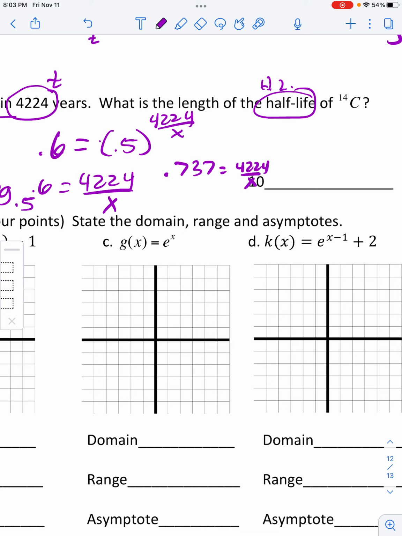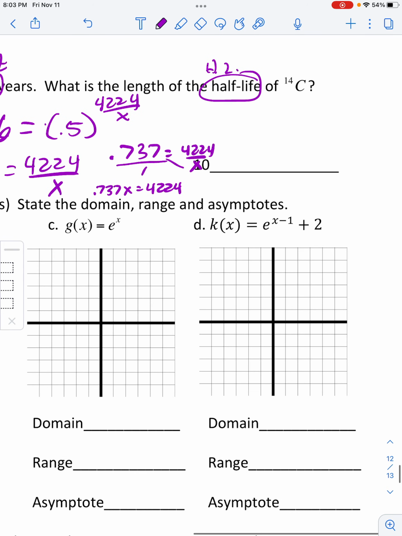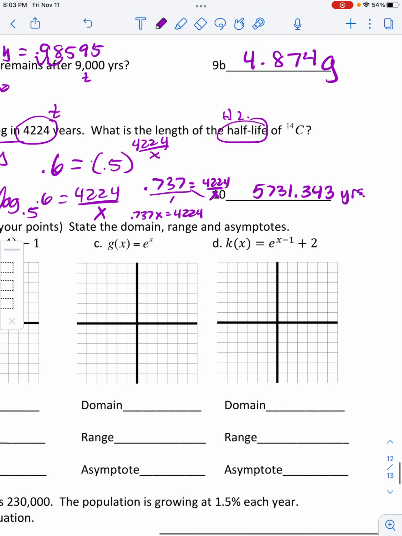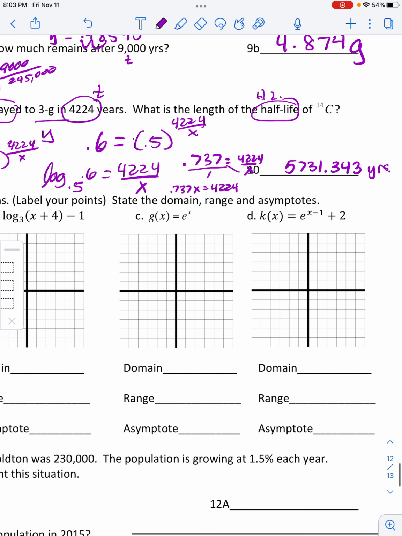So you can math this out however you want. If you want to think of it as cross multiplying, you can. But ultimately you have 0.737x equals 4,224. You go ahead and divide, and you come up with about 5,731. And then if it's still to the nearest 3 decimals, 343 years, because it's measuring the half-life. So that's how many years it takes for half of that carbon-14 to decay.